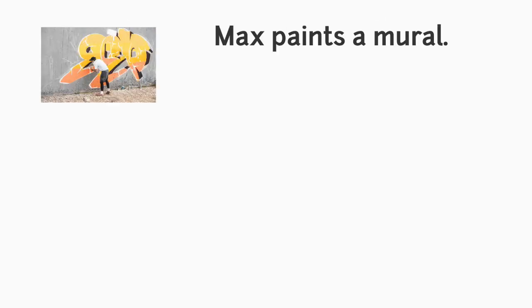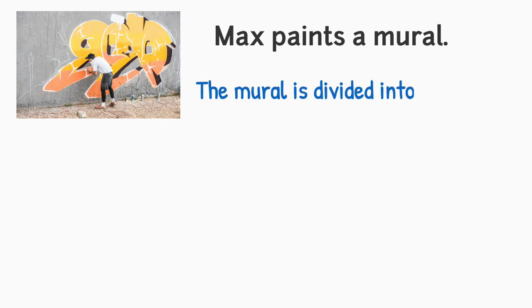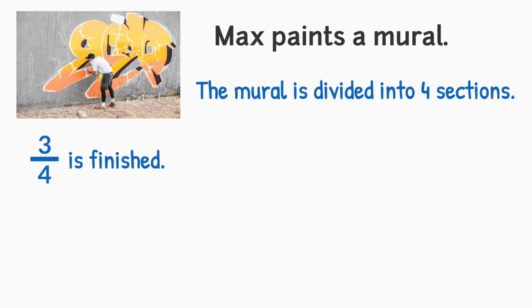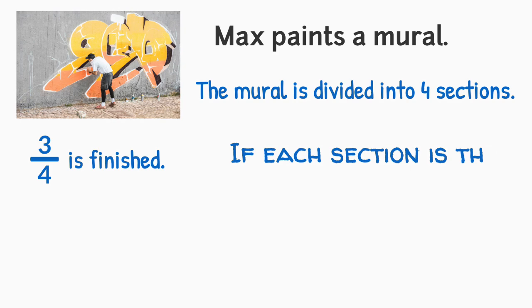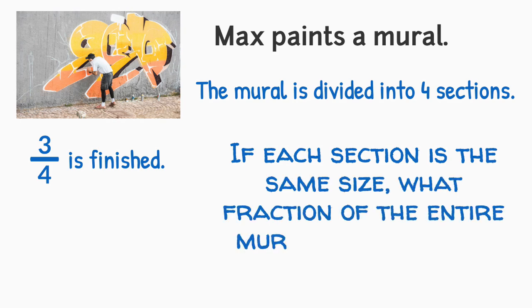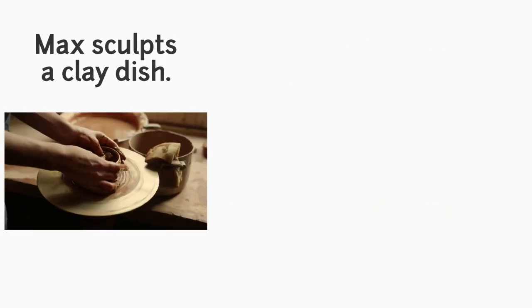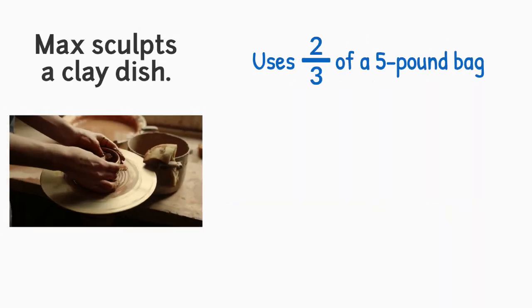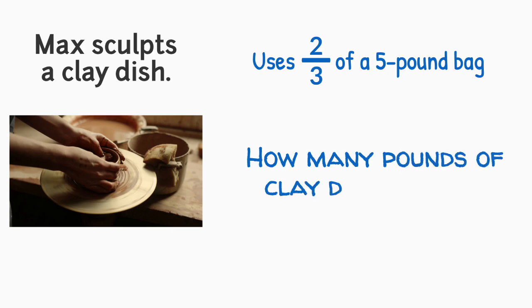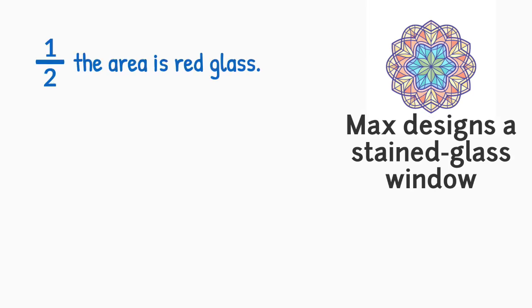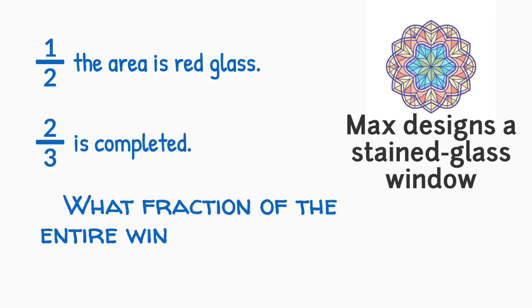Max is painting a mural. The mural is divided into 4 sections, and Max has finished 3/4 of one section. If each section is the same size, what fraction of the entire mural is completed? Max sculpted a clay dish and used 2/3 of a 5-pound bag of clay. How many pounds of clay did Max use? Max is designing a stained glass window where 1/2 of the area will be shades of red glass. Max has only finished 2/3 of the red section. What fraction of the entire window is finished?